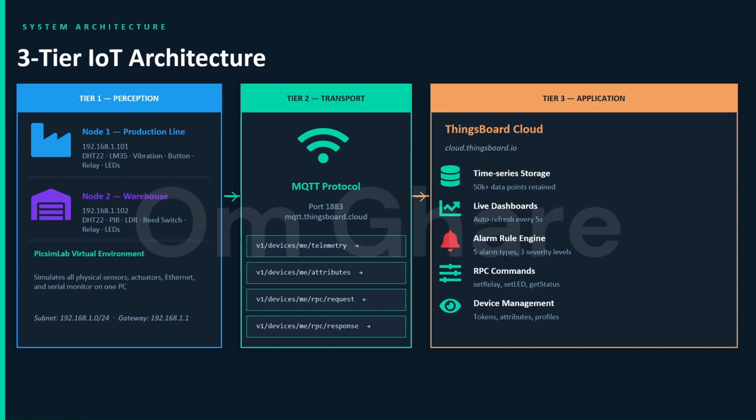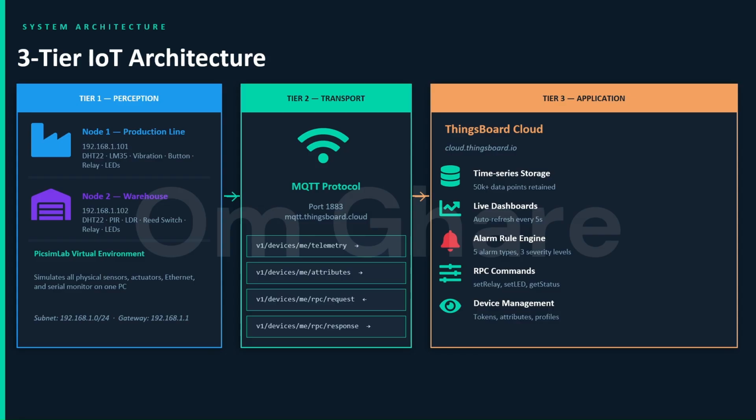Now comes the system architecture. The three-tier system architecture consists of this first layer as the perception layer. This is the edge layer. This is where the Arduino nodes, sensor relays, and LEDs exist. This is where the data originates. Node 1 and Node 2 both belong to this layer.